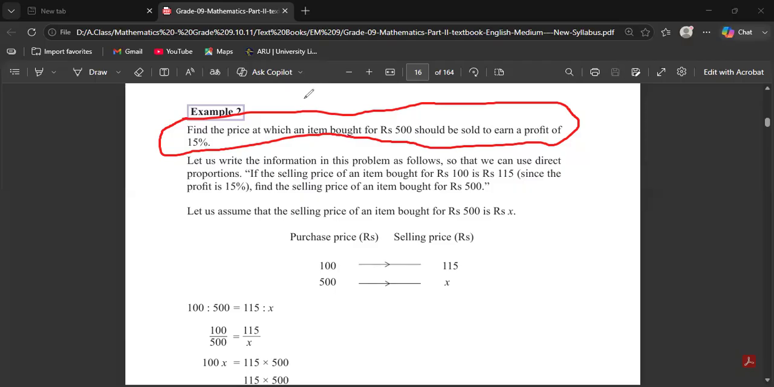For which one, Bude? Him said. Unitary method we have done. Can you explain that question that you asked me about? Find the price at which an item bought for 500 rupees should be sold to earn a profit of 15%.